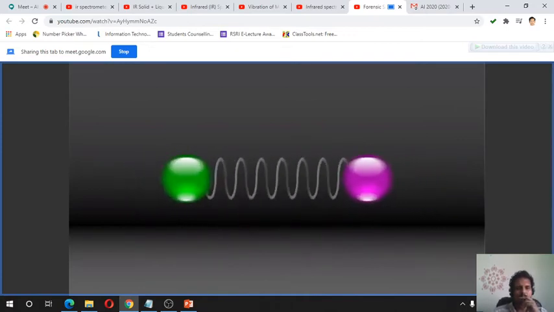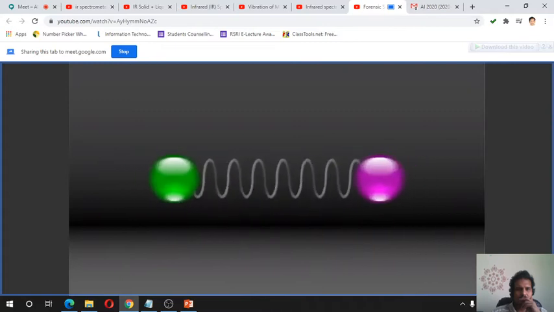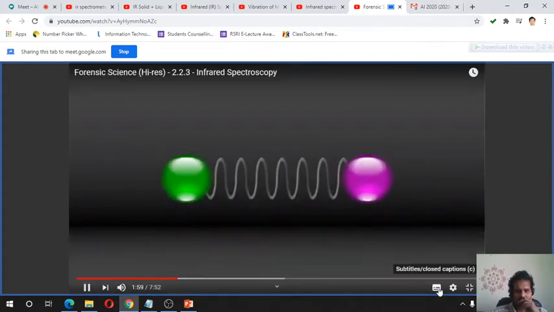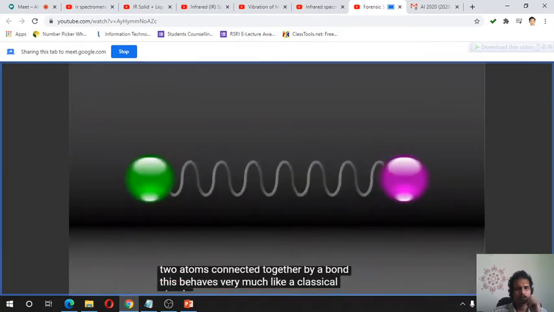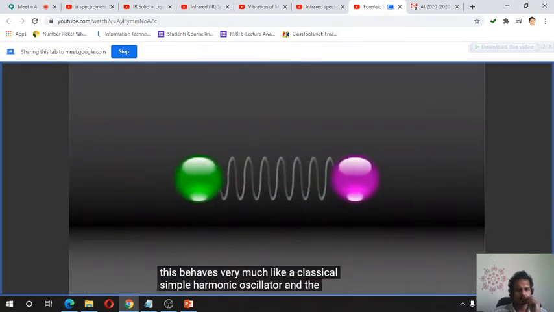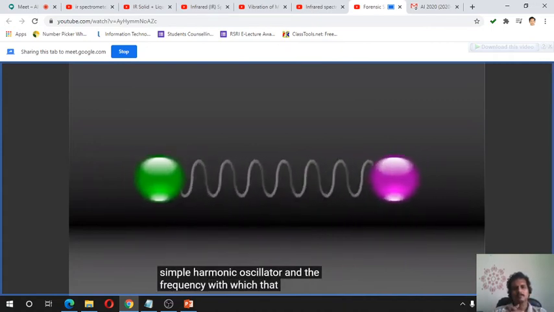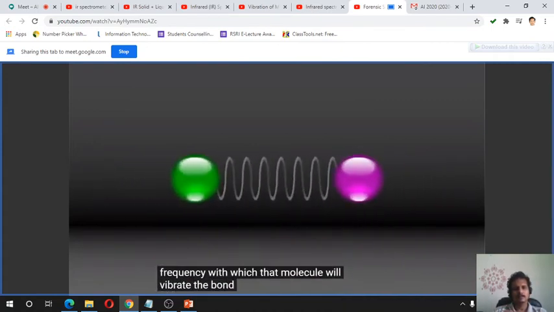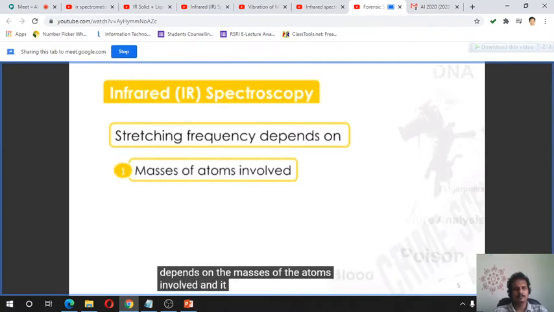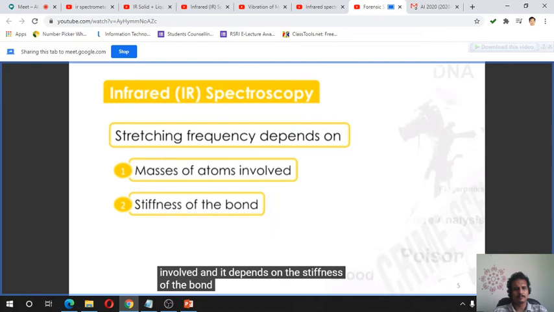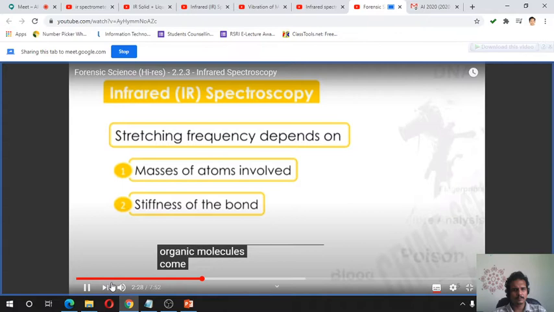Now, if we take a simple molecule where you have two atoms connected together by a bond, this behaves very much like the classical simple harmonic oscillator. And the frequency with which that molecule will vibrate, the bond will stretch backwards and forwards, depends on two things. It depends on the masses of the atoms involved, and it depends on the stiffness of the bond. Now, chemical bonds in organic molecules come in three types.